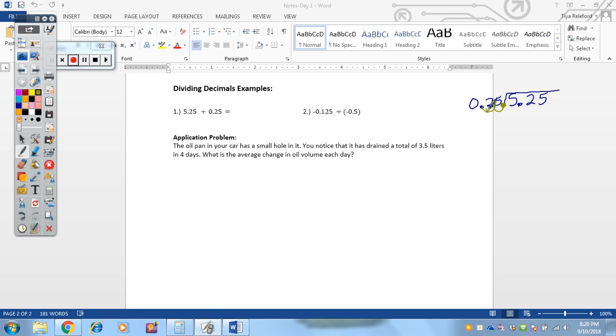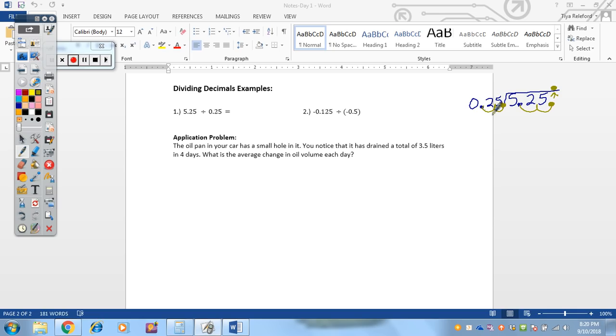The bunny hops are important because how many times did I move? 1, 2. If I move the outside 2 times, I have to move the inside 2 times. So let's do that. 1, 2. And then this decimal, before I forget where it goes, I'm going to put it big and fat right there. So what I really did was I multiplied both numbers by 100. So that keeps the problem the same.